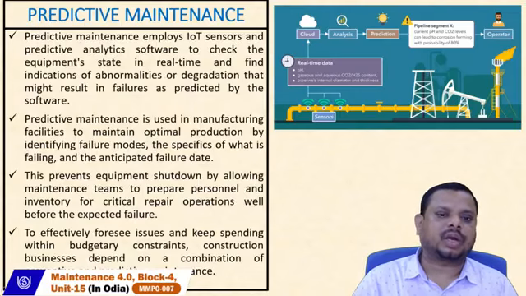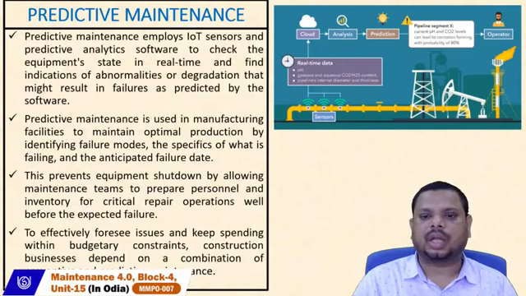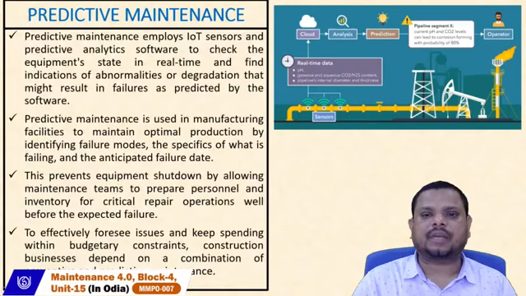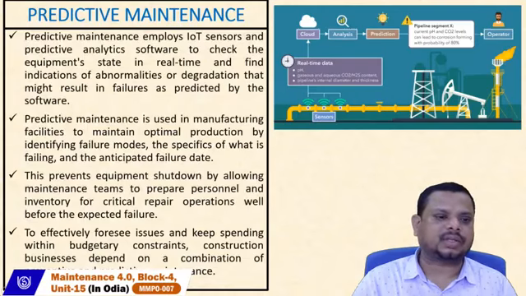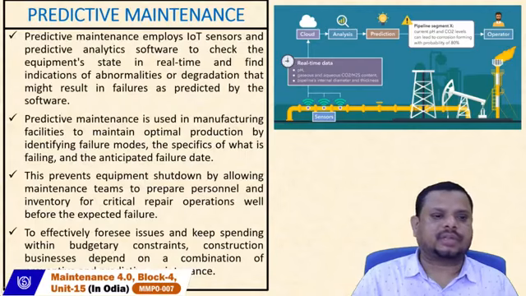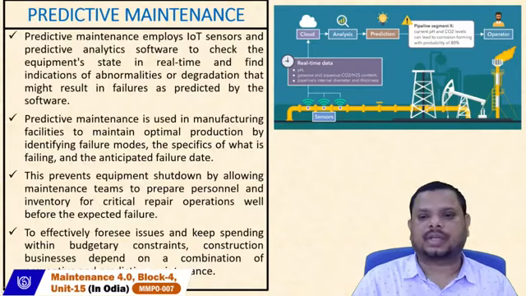If required, they go for painting work. If required, they go for welding work. If required, they go for replacement of the entire pipe in case of oil supplies. So for these kinds of industries, oil and refinery industries, predictive maintenance is used in manufacturing facilities to maintain optimal production by identifying the failure modes.